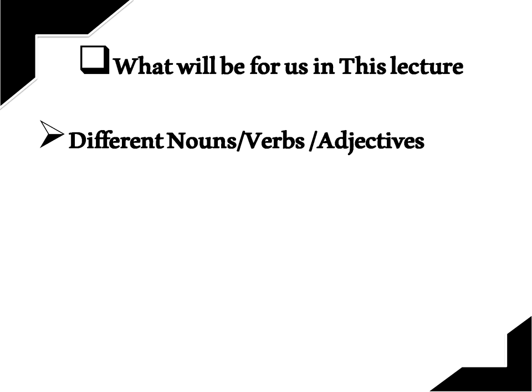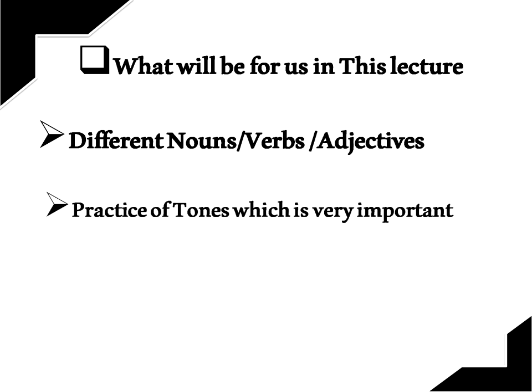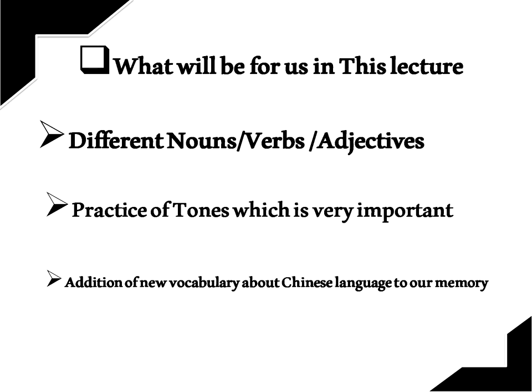Besides that, what are we going to learn in this lecture? We are going to learn and practice tones on different words in Chinese language. That is the most important thing. And without mastering it, an individual cannot master Chinese language. So this is the foundation and it is a key towards the fluency of Chinese language. If you want to speak fluently and in the right way, you have to master these tones first. And the third thing, which is obvious, we are going to add new vocabulary into our memory about Chinese language.